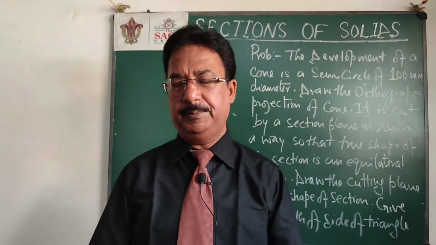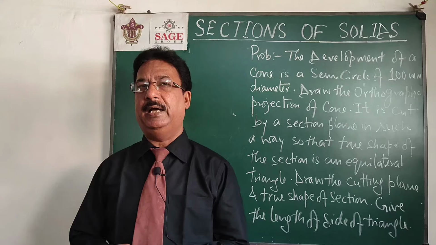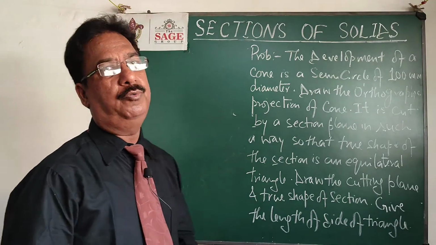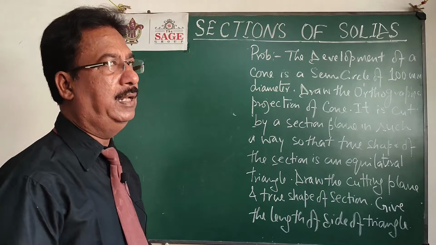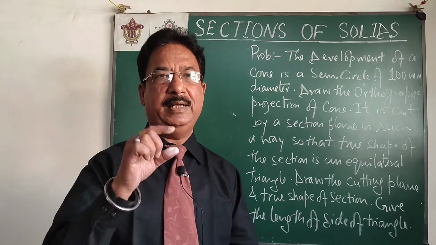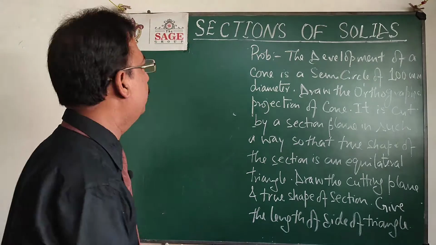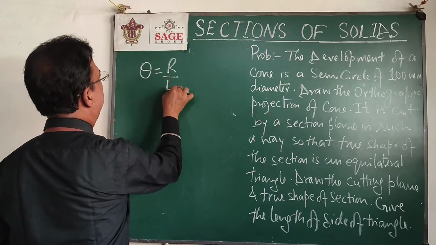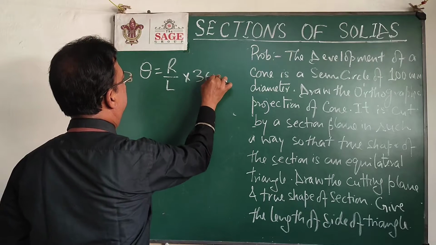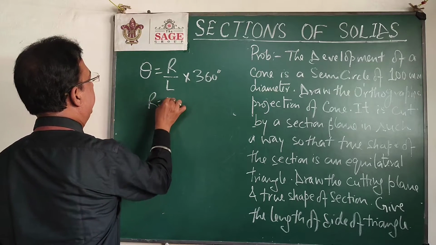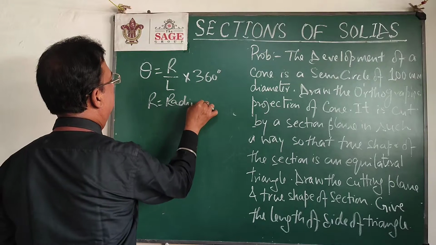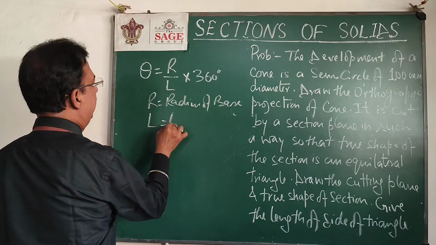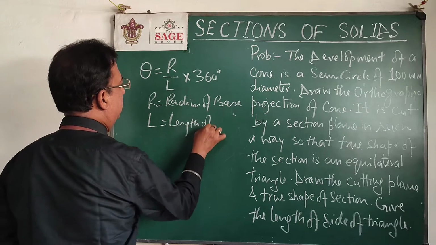So, a very interesting problem. In this particular problem, they are talking about the development. As you know, the development of a cone will be a sector of a circle, and in that sector the theta extended between those two lines will be equal to, the formula for theta will be r upon L into 360 degrees, where r will be the radius of the base of the cone, and L will be the length of the generator.